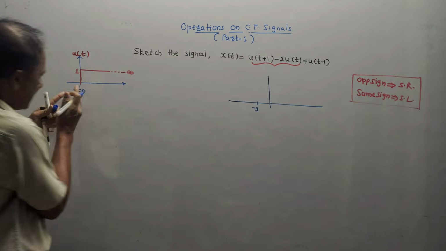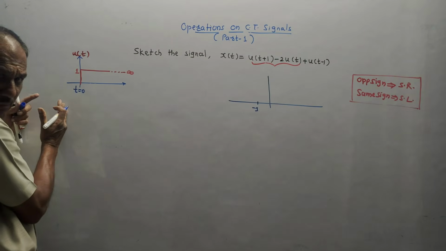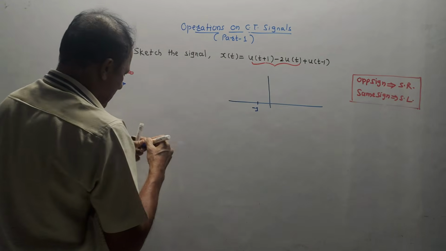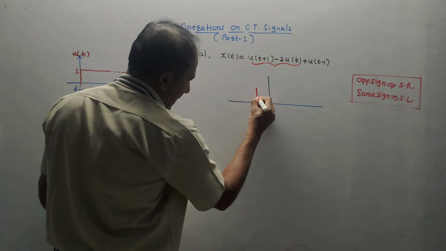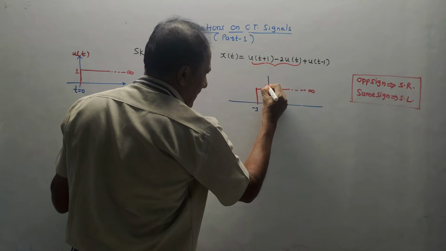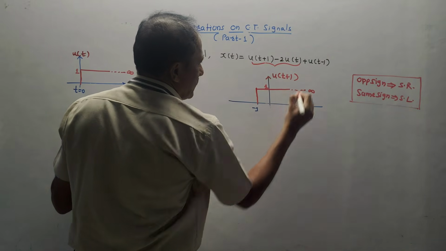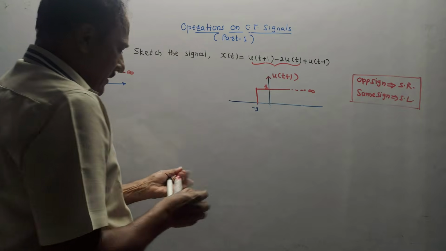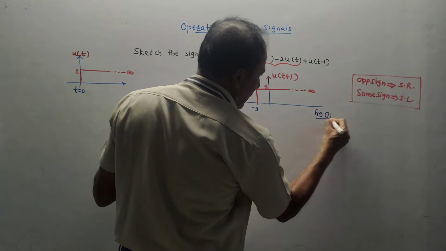Very simple. This diagram was starting from 0. I have to shift it towards left by one position. So if you shift it towards left, the diagram starts from minus 1 like this. The amplitude remains same. It is 1. This is the diagram of u of t plus 1. Then let us give some number like the previous numerical, say figure 1.